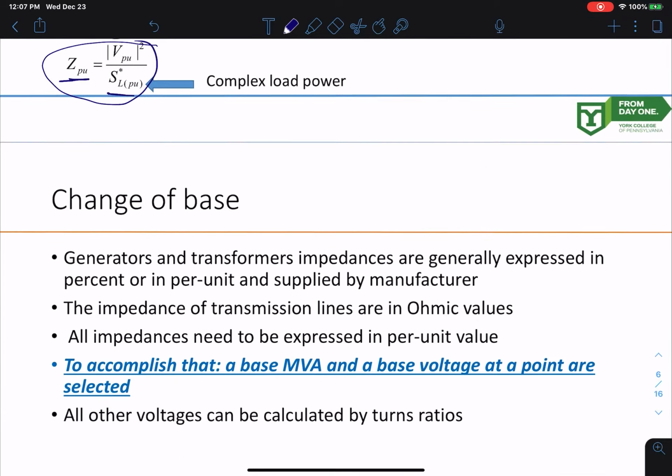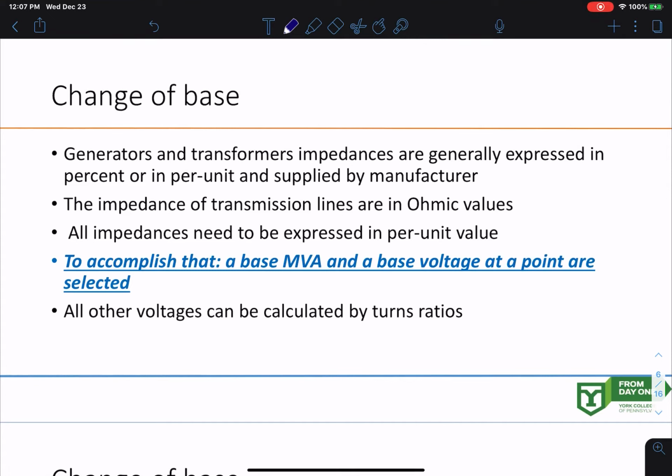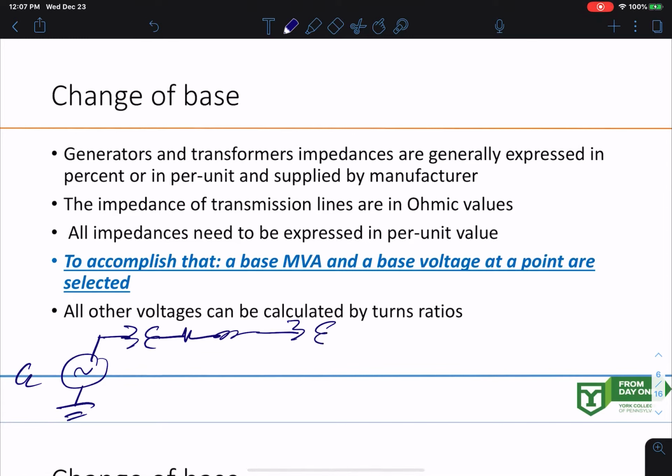All right, so let's move forward here. Change of base. Why is it important to change a base? Everything needs to be compared to a common base, right? For example, I'm going to draw a figure over here. Let's say this is your generator, and over here it's going to a transformer, and you have a line over here. Then you have, it's the simplest thing you can do, a motor over here. So that's a simple line, right?